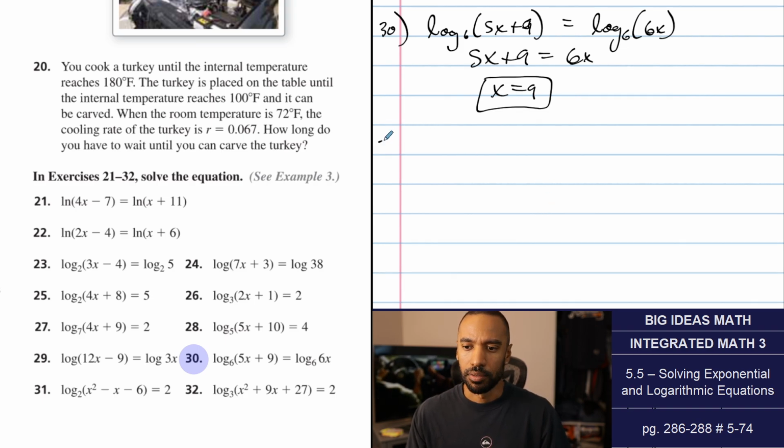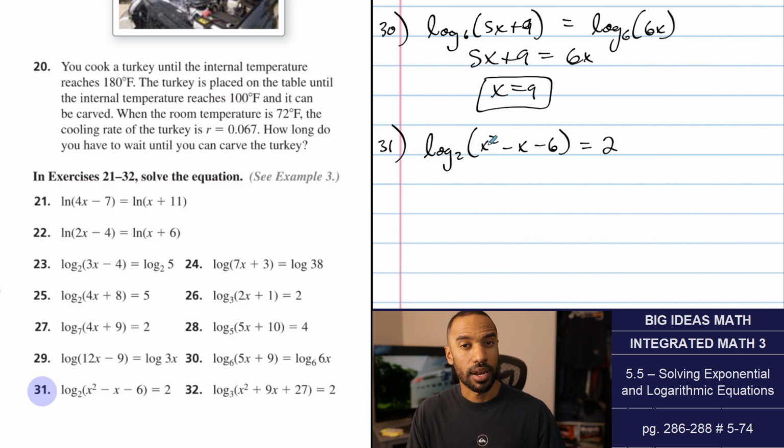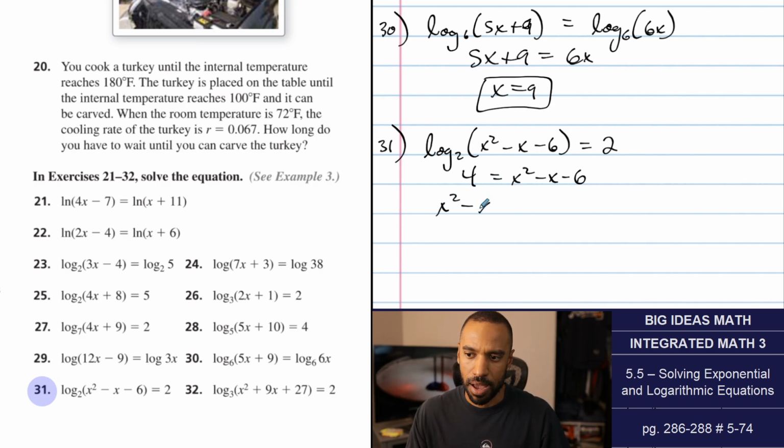All right, number 31. Now 31 and 32 begin as quadratics. I don't know if I therefore have to double check my work because they began as quadratics. It's not like they turned into quadratics later. So that's an interesting part. Now, given this, let's rewrite it in exponential form. 2 squared is 4. Next time I'm going to write this on the other side. Subtract 4 from both sides. I get x squared minus x minus 10 equals 0.